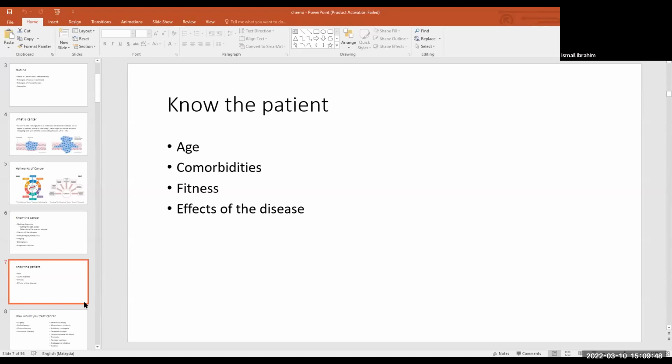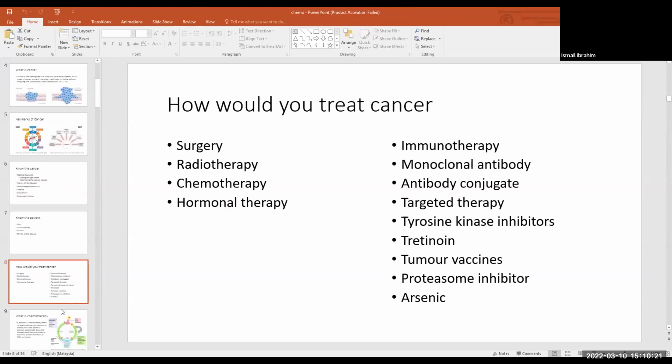Another important part of the patient factor is the effect of the disease on the patient. For example, lung cancer can cause breathlessness, liver cancer can cause ascites and so on. That is probably the main concern of that patient. So treating the patient should have a positive impact on the effect of the disease. If there is no improvement of those particular symptoms, then the patient may not perceive the treatment to be of any benefit to them. And how would you treat cancer?